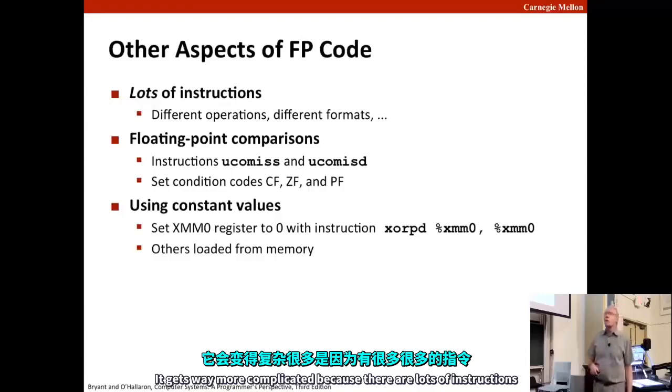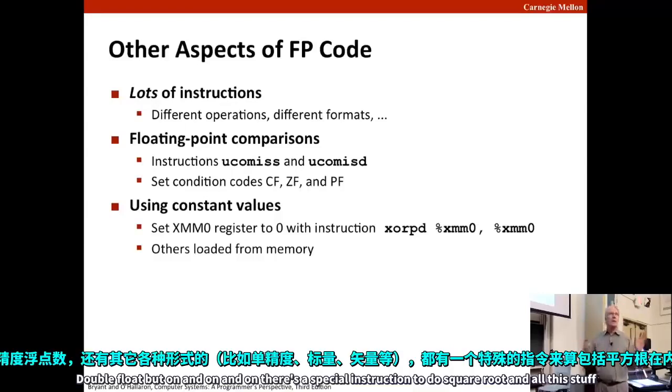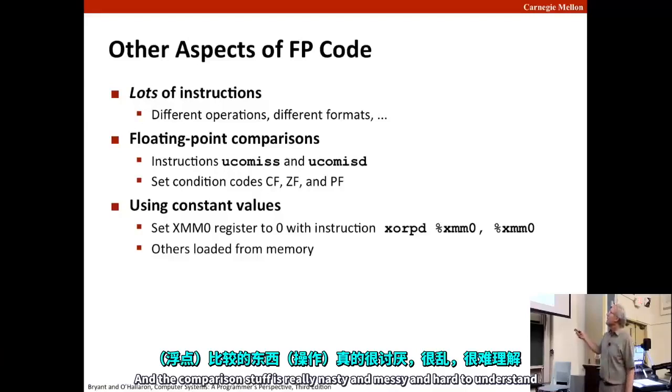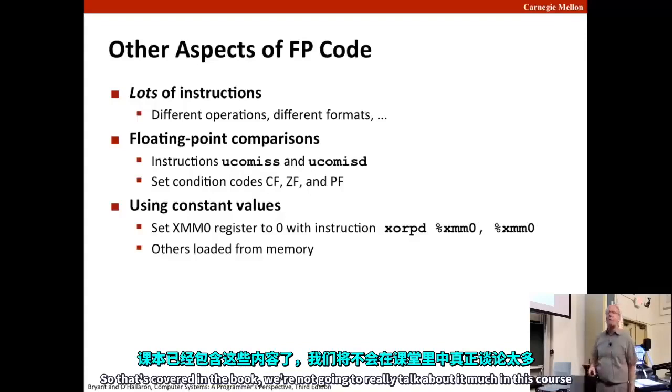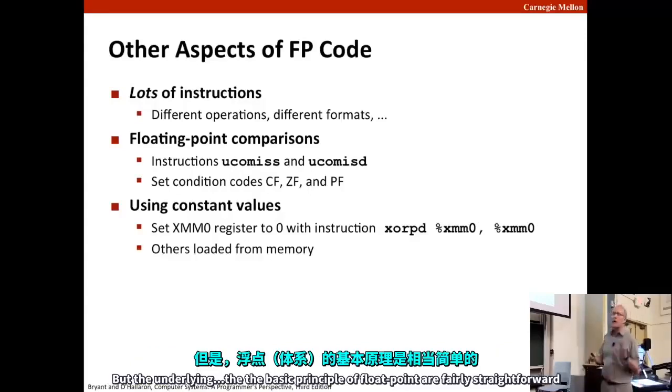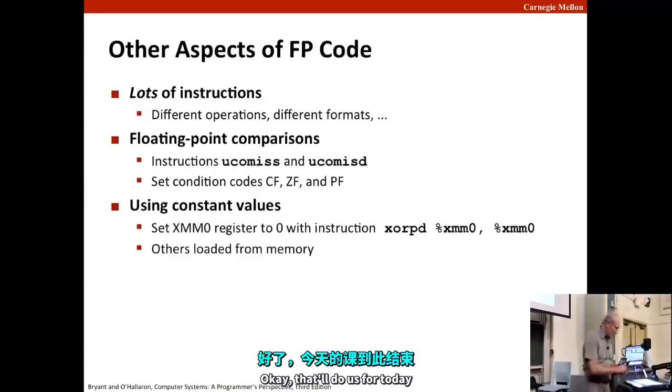It gets way more complicated because there are lots of instructions: double, float, on and on. There's a special instruction to do square root and all this stuff. The comparison stuff is really nasty and messy and hard to understand. And then you'll see various tricks to use constant values too. It's covered in the book. We're not going to really talk about it much in this course, but the basic principles of it are fairly straightforward. OK, that'll do us for today.